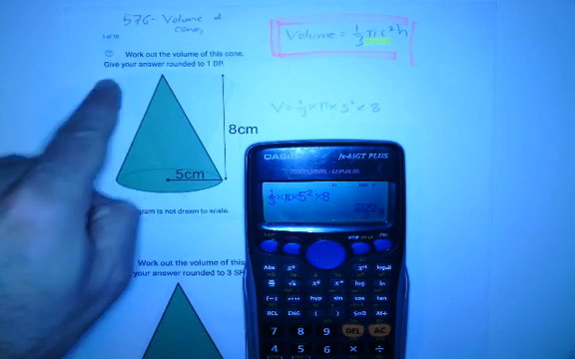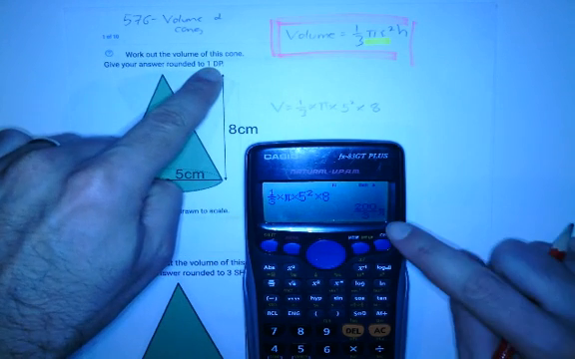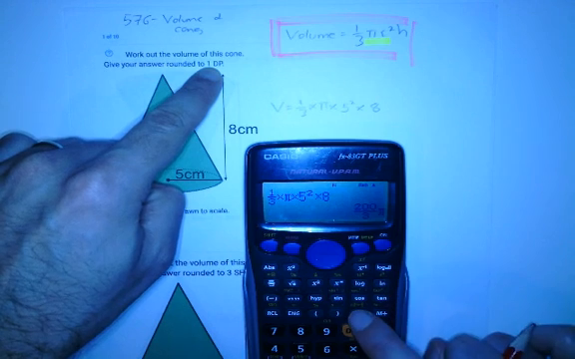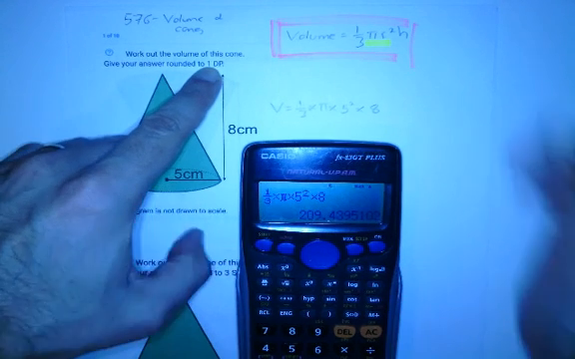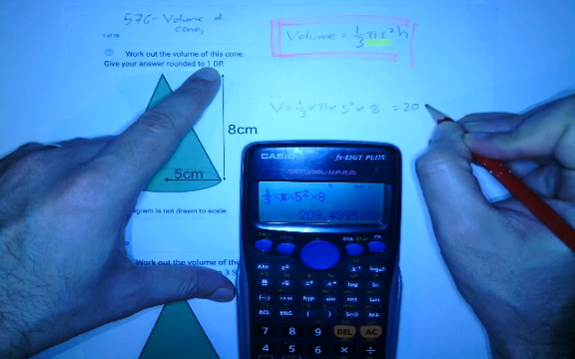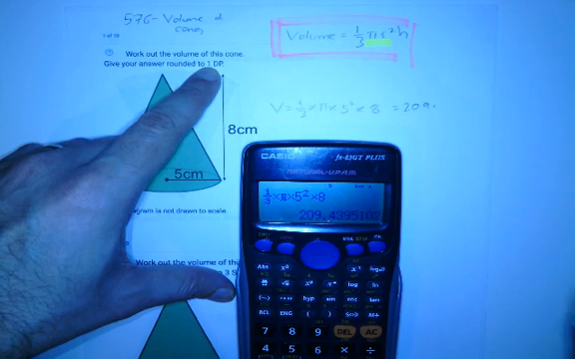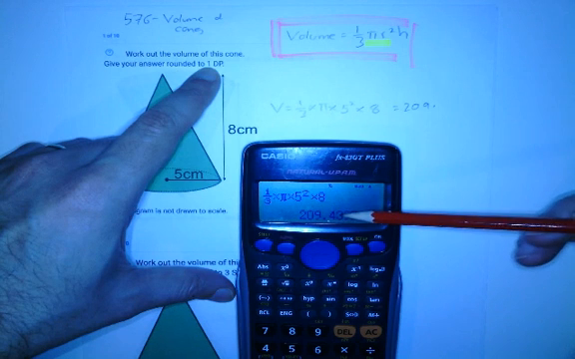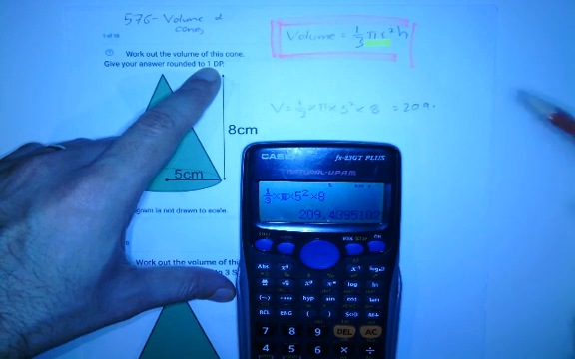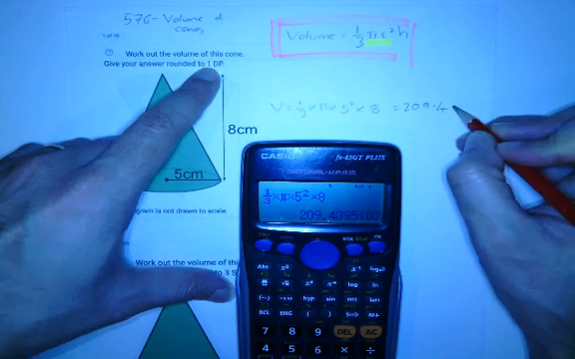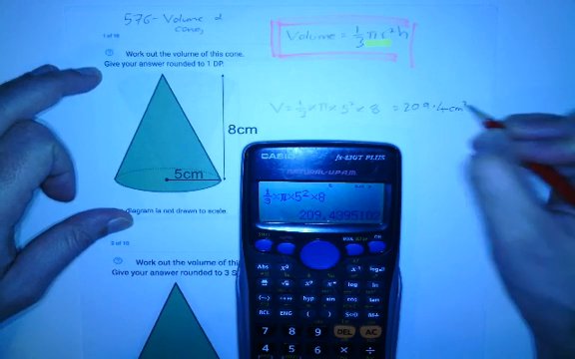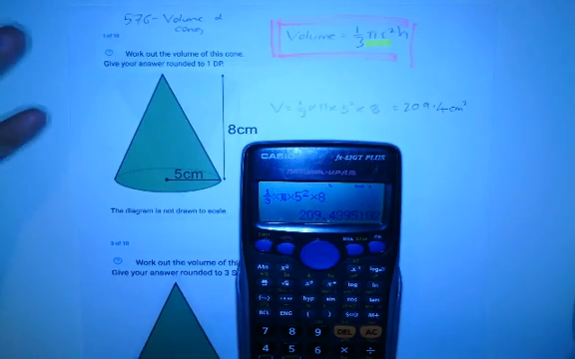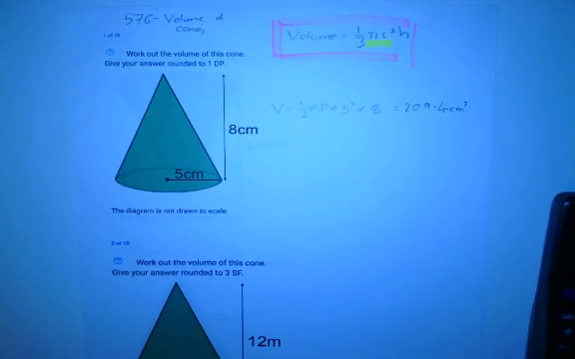But remember, this is asking me to give my answer rounded to one decimal place. This doesn't have decimal places in it, so I need to press the SD button to get it as a decimal. My answer there is 209 point, and we want it to one decimal place, which means we cut it off after that 4. Because the next number is a 3, it will just stay as a 4, not go up to a 5. So my answer is 209.4 centimetres cubed, and we have to put a 3 because it's a 3D volume, isn't it? So questions 1 and 2 are exactly the same as that.